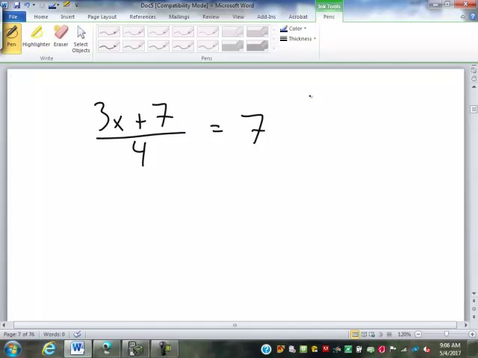Now remember, think about what's been done here. X has been multiplied by 3, then the 7 was added, right? That all had to happen first. The top has to happen first. Then it was divided by 4. Well, to take it apart, we must first multiply by 4.